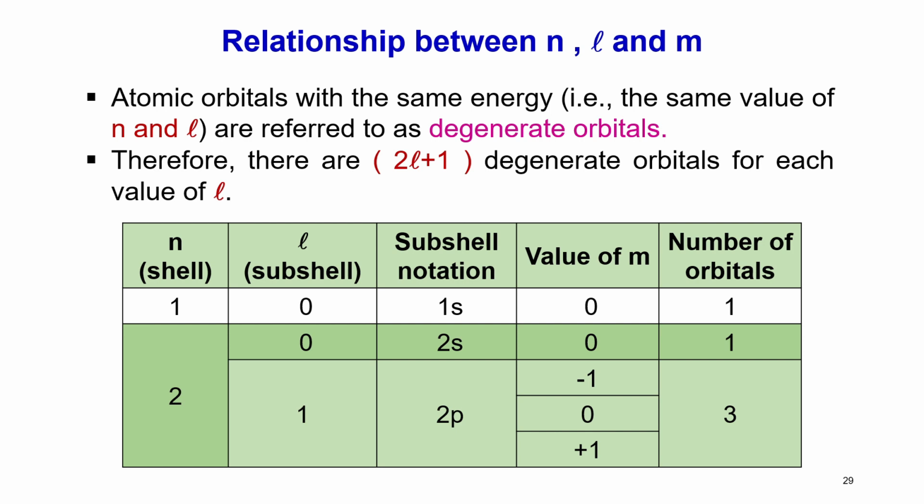Atomic orbitals with the same energy, which is the same value of n and l, are referred to as degenerate orbitals. Therefore, there are 2l plus 1 degenerate orbitals for each value of l. So if we have n equal to 1, l is equal to 0, the possible subshell is 1,0 which is 1s. The value of m is only one, which is 0. So the number of orbitals in s is only 1. Only 1 orbital here. Next.